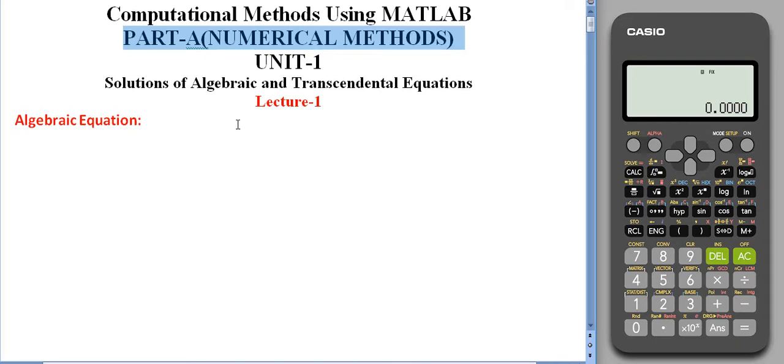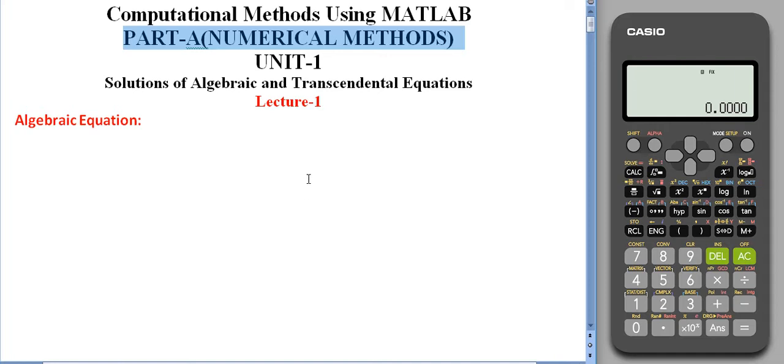Then we will discuss numerical solutions of algebraic and transcendental equations with the help of important methods: bisection method, regula falsi method, Newton-Raphson method, and iterative method. Now, this is the structure of our course. So, enjoy the course. If you have any doubts, then write your doubts in my chat box.